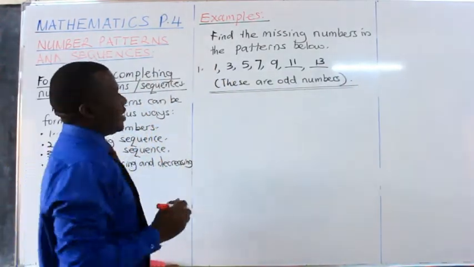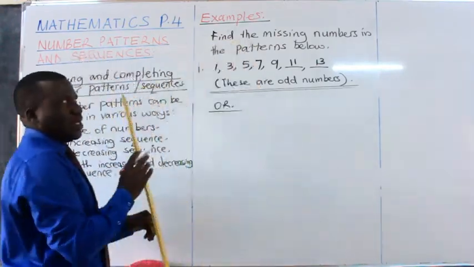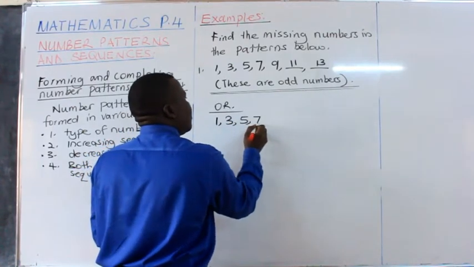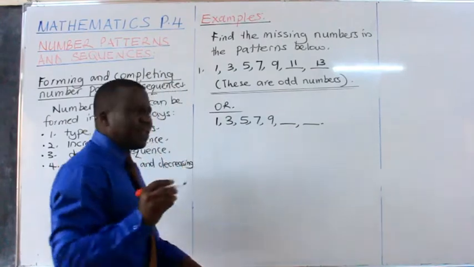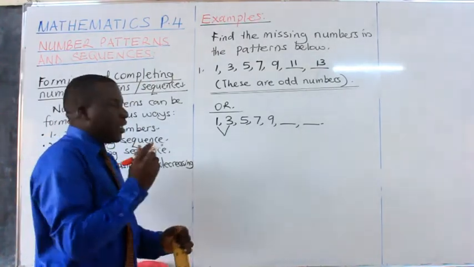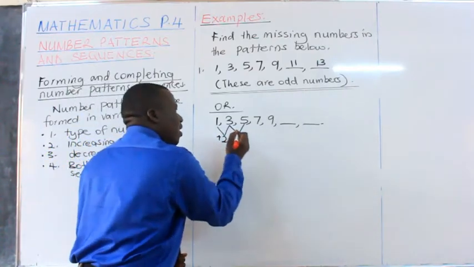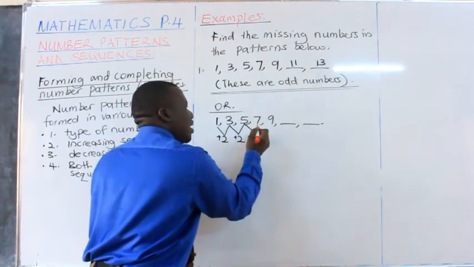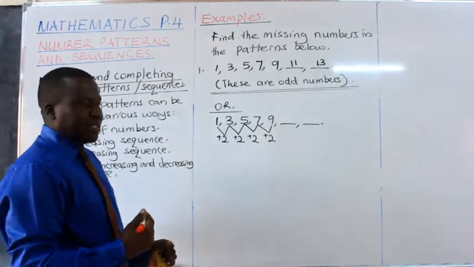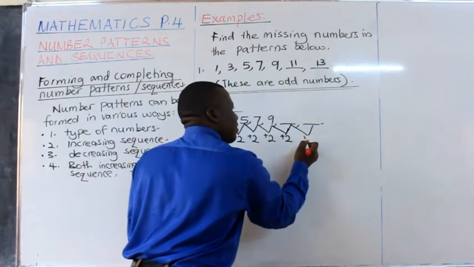Another person may want to work out differently. Alternatively, another person will say he has not reasoned alongside a type of numbers. For that person, he has 1, 3, 5, 7, 9, dash, dash. Someone else will say, from 1 to 3, what have they added? 1, 2, 3, so they have added 2. Okay? From 3 to 5, 3, 4, 5, they have also added 2. What about from 5 to 7, they have also added 2. What about from 7 to 9, they have also added 2. So meaning that this is an increasing number sequence, and it is increasing by 2. So even to get the next number here, I'm also going to add 2.